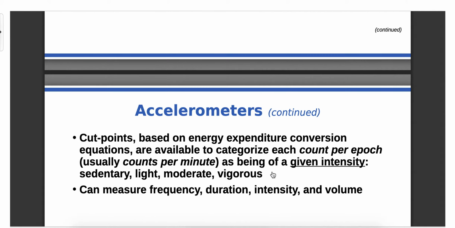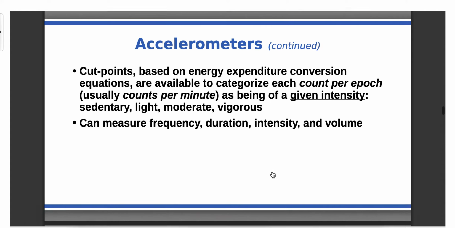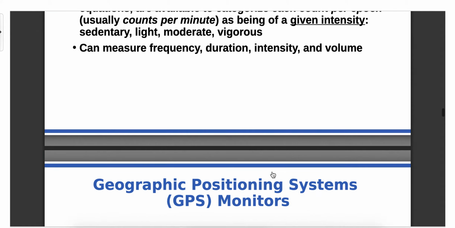They also have what's called cut points, and it's based on energy conservation equations. And so these help to look at how much it was moving and how big, to give us an idea of whether that was sedentary, light, or moderate activity. And it does give us a lot of information when all the data is processed of how often someone went, how long that was, what the intensity was, and total volume over time.